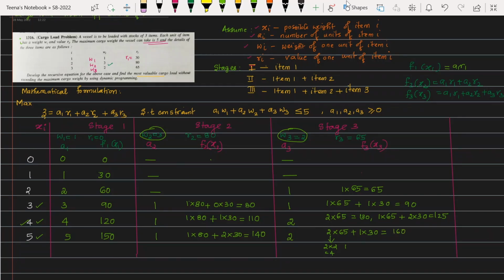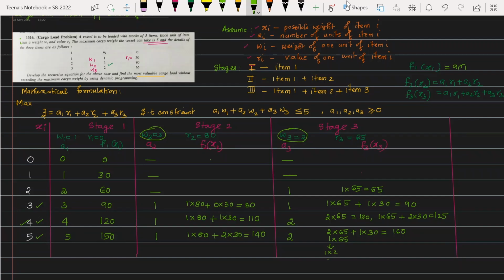Now let us explore one another possibility, that is, instead of taking 2 units of item 3, let us try to take 1 unit of item 3. So 1 unit of item 3 will give you a weight 1 into 2.